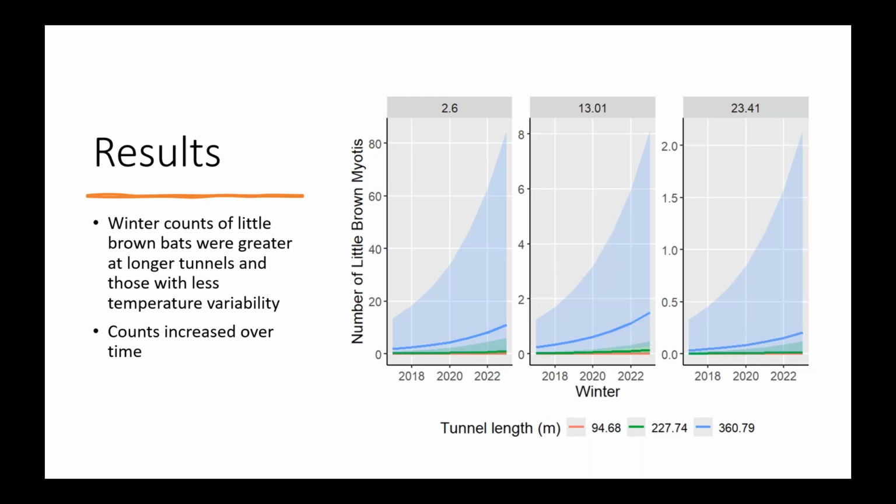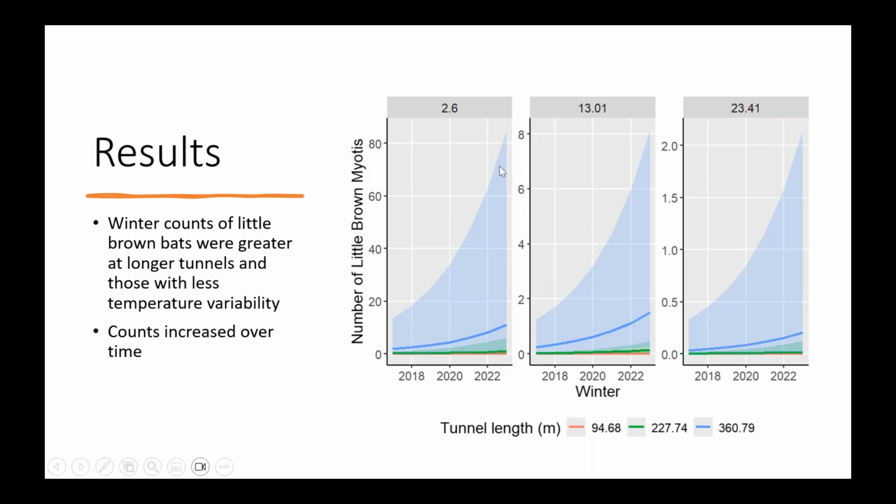What you saw in the previous graph is just a list of variables that are important, but it doesn't really tell you what each one of those variables means. It just says length is important. Temperature range is important, but it doesn't say what is important about it. Do they like longer tunnels? Do they like shorter tunnels? That's what this generalized linear model can quantify for us.